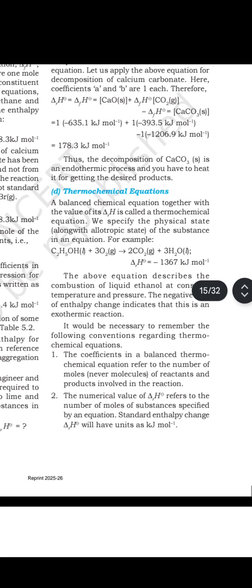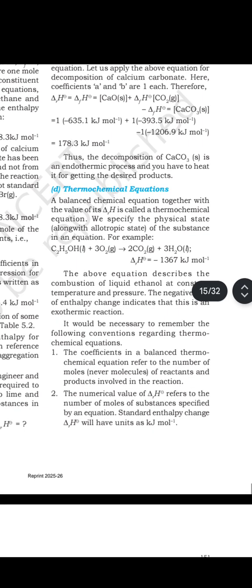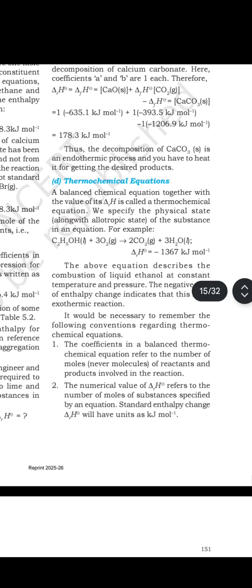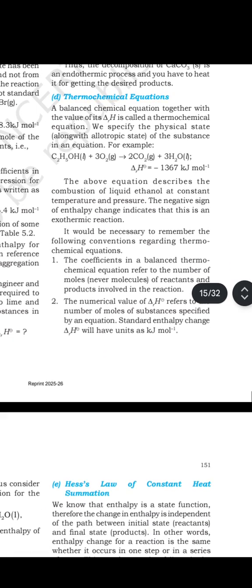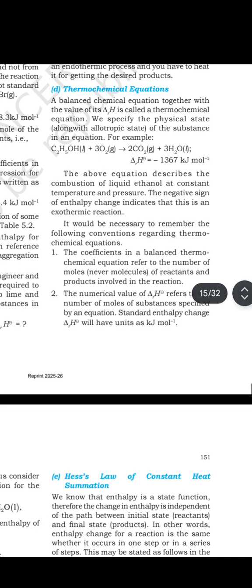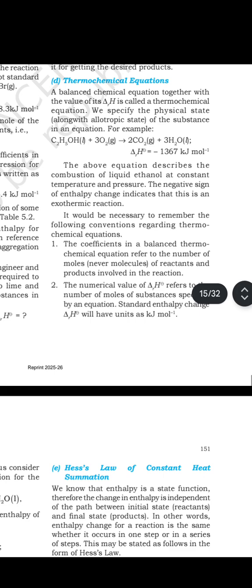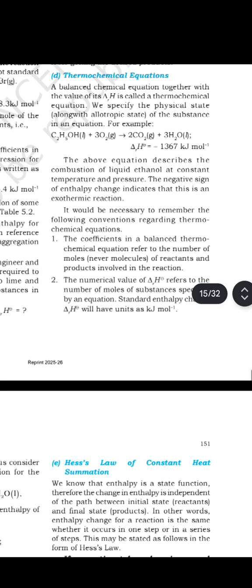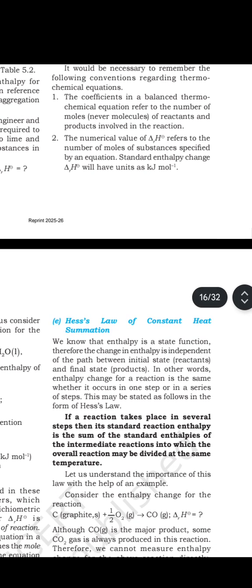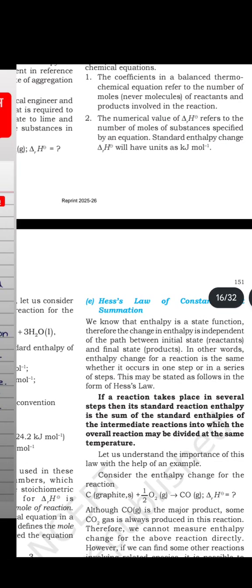Thermochemical equation. A balanced chemical equation together with the value of its delta H is called the thermochemical equation. We specify the physical states of the substances in the equation. It would be necessary to remember the following conventions regarding the thermochemical equation. The coefficients in a balanced thermochemical equation refer to the number of moles of reactants and products involved in the reaction. The numerical values refer to the number of moles of the substances specified by the equation. Standard enthalpy change will have a unit of kilojoule per mole.